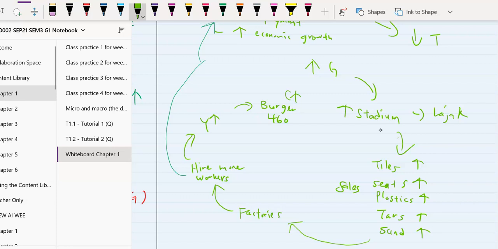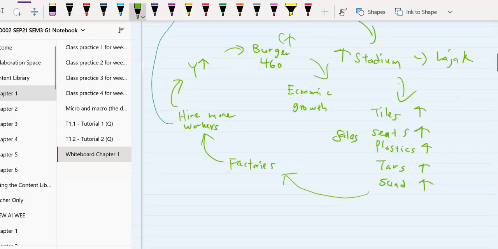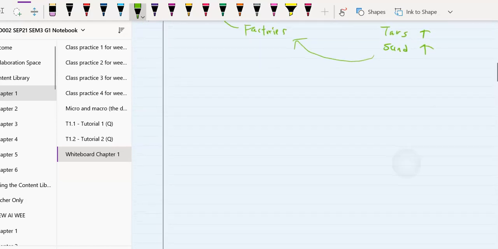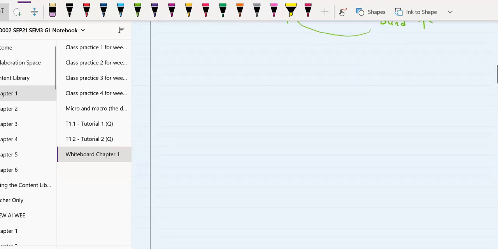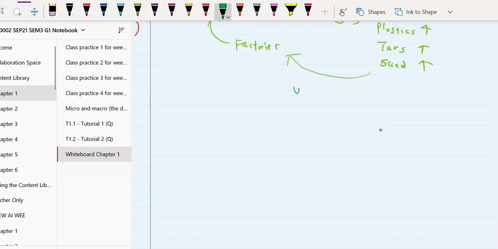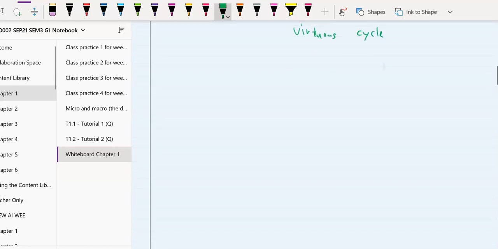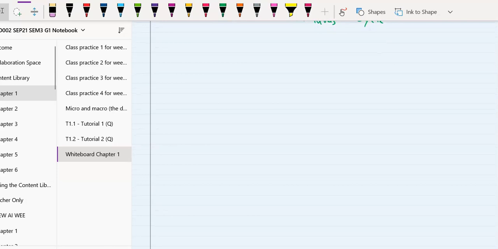So all this will lead to hiring more, and overall it will lead to economic growth. All right. So that's for government spending. Then last three would be about decreasing in tax. I will talk about decreasing. All these are known as what? Virtuous cycle. Remember that. It's a good thing. Obviously, they also have negative effects, but we are not going to cover that.